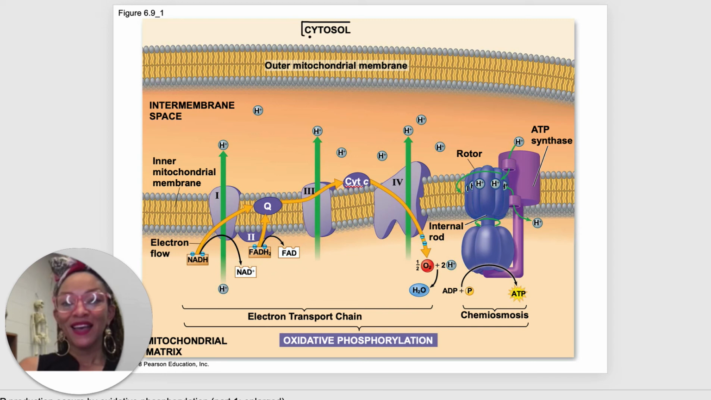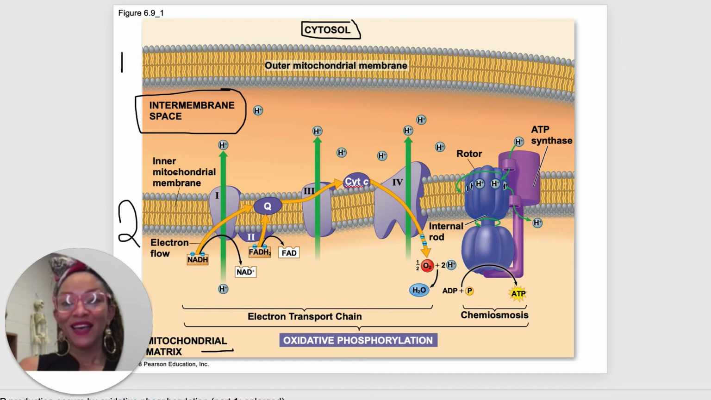So we have our cytosol, which is outside the mitochondria, right? That's just like our cell juice. We have our double layer. Here's the first layer, which is the outer mitochondrial membrane. Here is our second layer, which is that inner mitochondrial membrane. And then we have our intermembrane space, which is the space between the 2 membranes. And then on the very, very inside of the mitochondria, we have our mitochondrial matrix, which is right here.